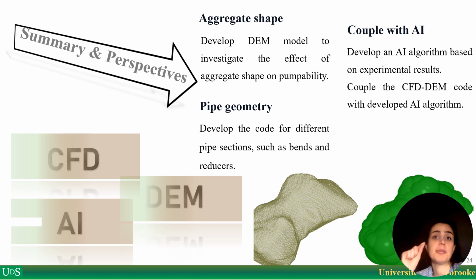For example, it's very important to study the effect of particle shape on the formation of the lubrication layer or on the heterogeneous behavior of the concrete mixture. And also, it's very interesting to investigate the shear-induced particle migration or lubrication layer formation for various pipe geometries. And at the end, this numerical methodology can be coupled with an AI algorithm to reach a more optimized or more cost-effective numerical approach, which can help us predict the complicated behavior of concrete mixtures through the pipeline.